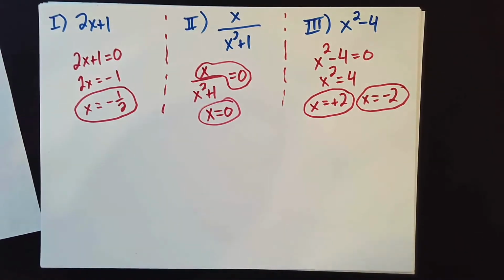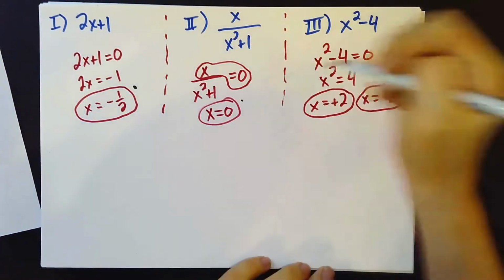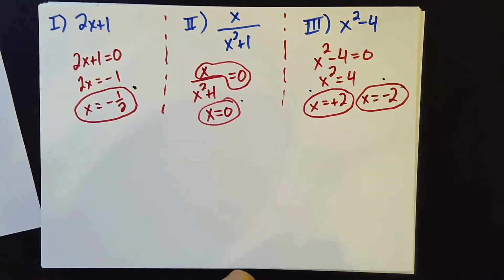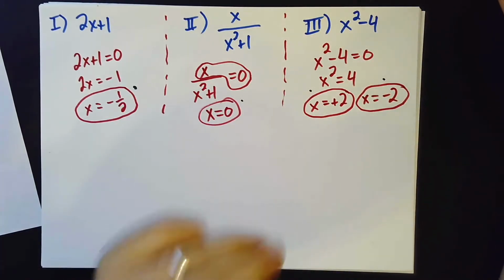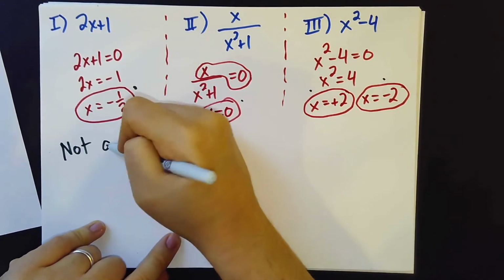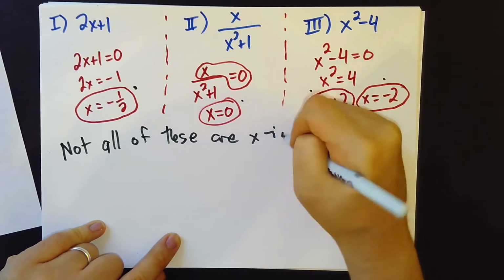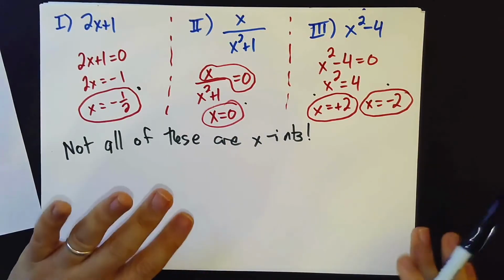Okay. And so at first, when you look at this, you might think, great, we've got 4 different solutions. They'll all work out, and then we'll have 4 x-intercepts. But it does not work that way. Not all of these are x-intercepts. And so here we have to figure out why.